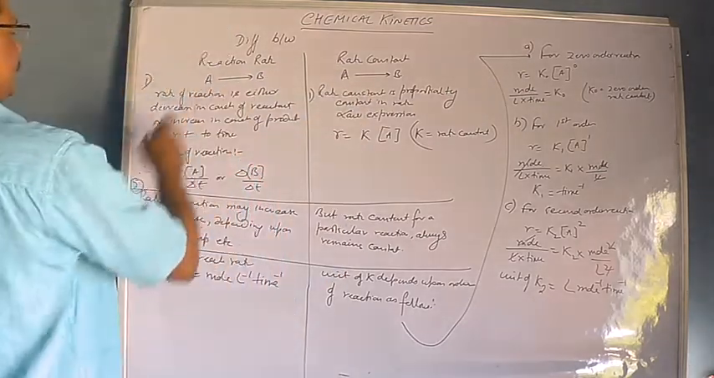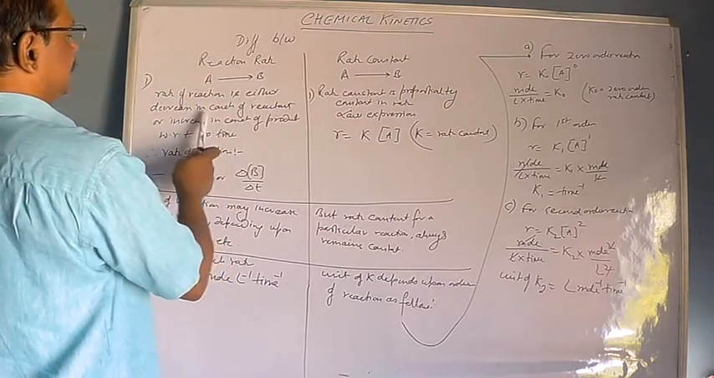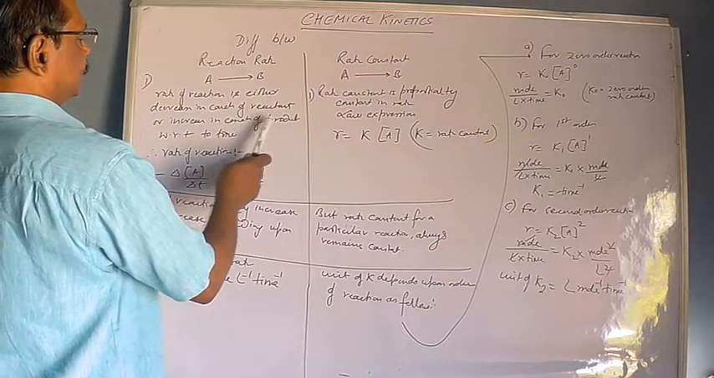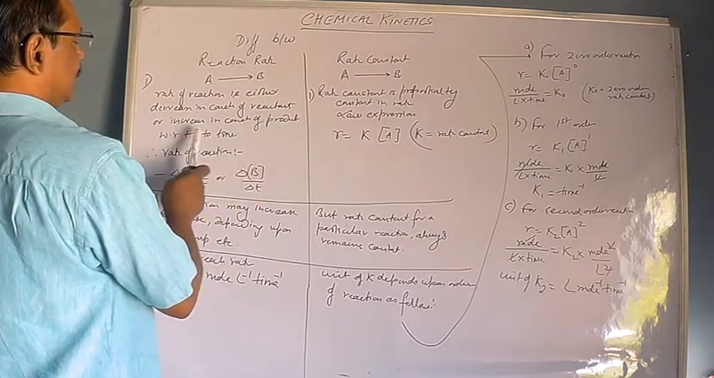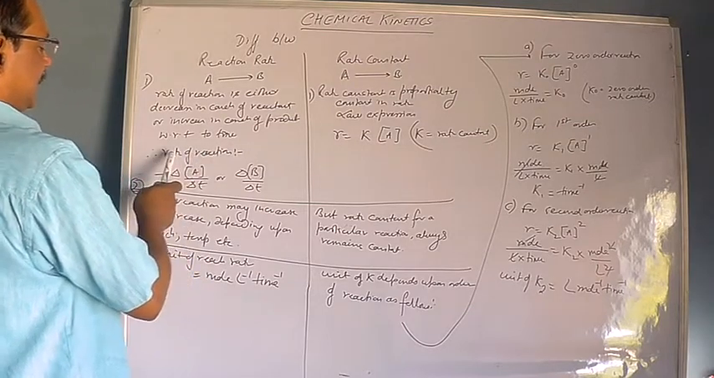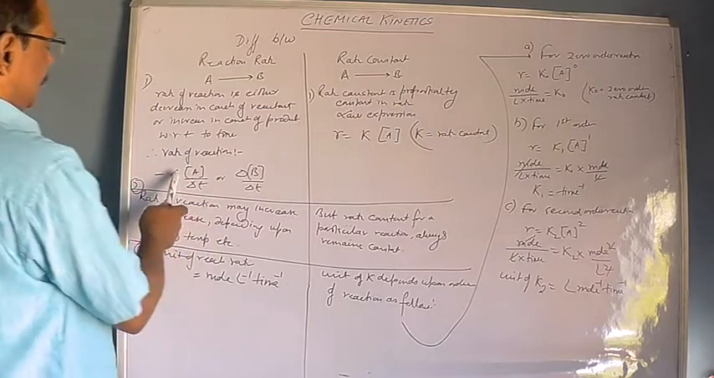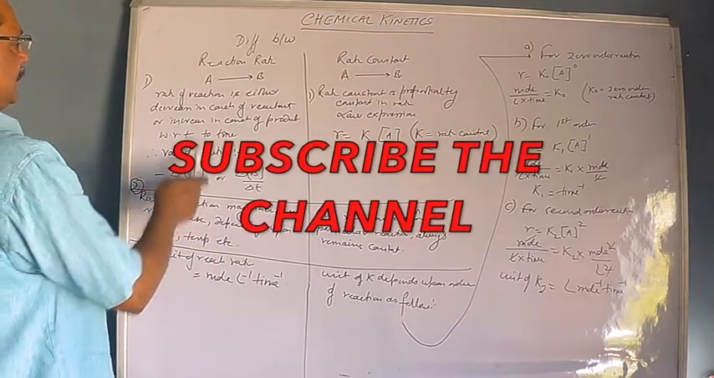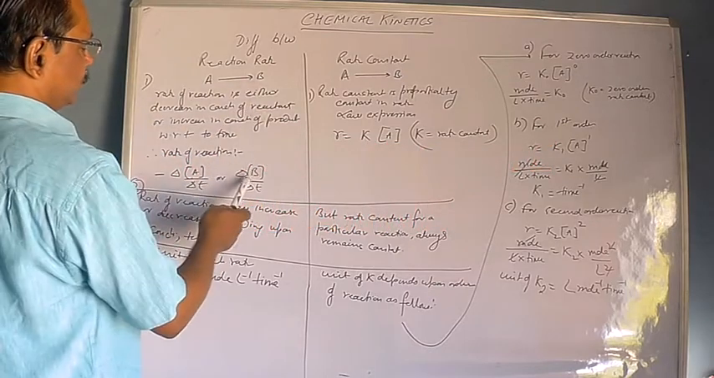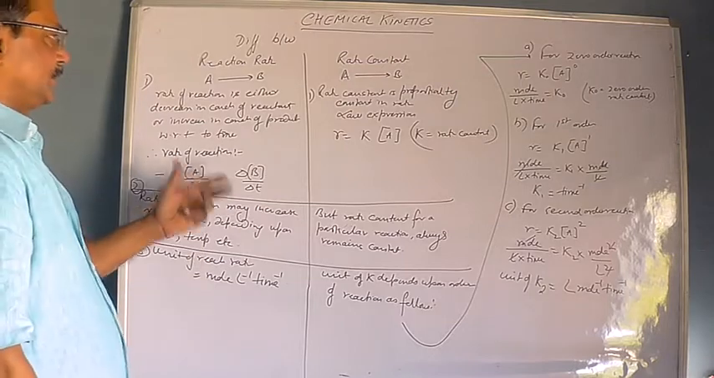Now, reaction rate or rate of reaction. Rate of reaction is either decrease in concentration of reactant or increase in concentration of product with respect to time. In the last class we discussed the expression of reaction rate, which is given by minus delta A upon delta t, because A is your reactant and B is your product, so we can write delta B by delta t. So this is the expression for reaction rate.